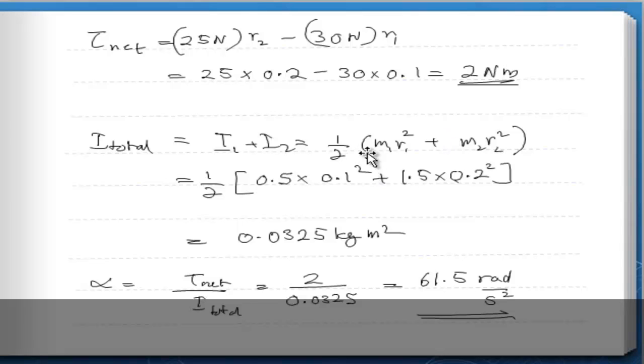Okay, so it's 1/2 times m1 r1 squared plus m2 r2 squared. So now it's 1/2 times 0.5 times 0.1 squared plus 1.5 times 0.2 squared. That's equal to 0.0325 kilograms meter squared. That's the total inertia. Then the angular acceleration is the net torque divided by the total inertia. So 2 divided by 0.0325. So it's 61.5 radians per second squared.